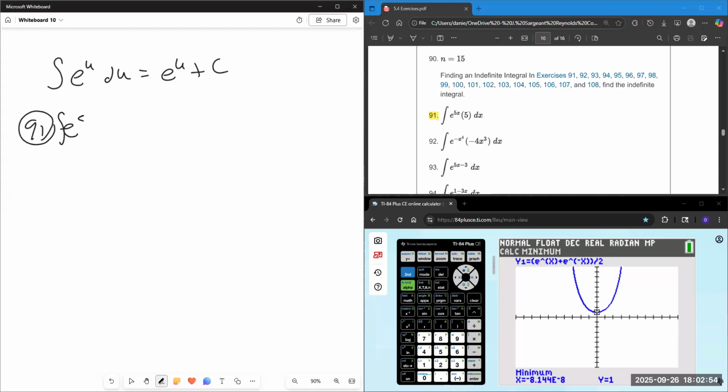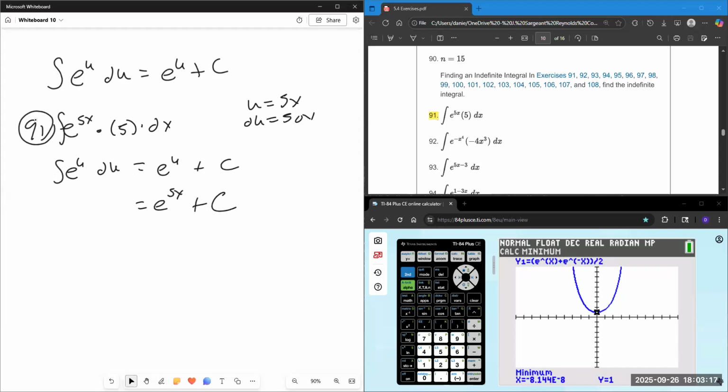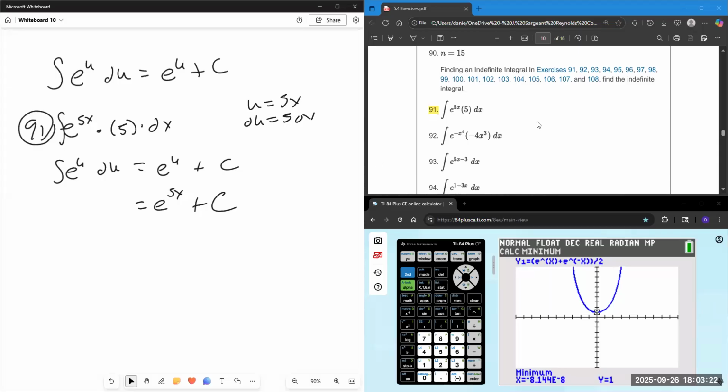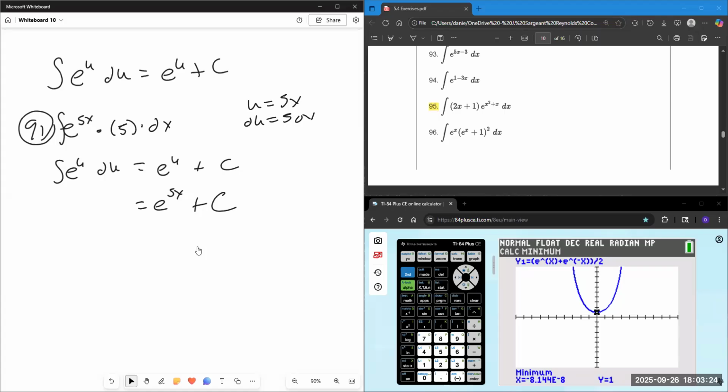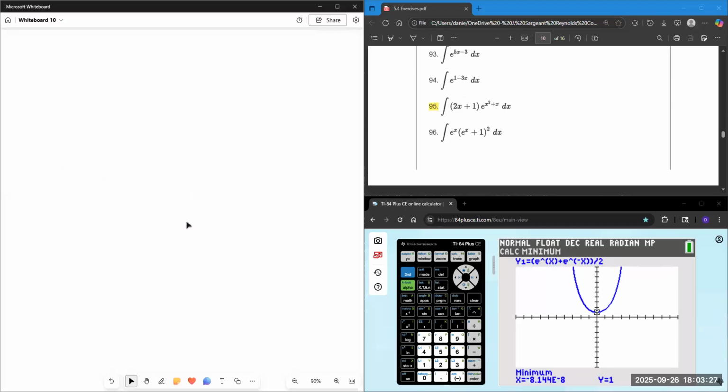So integral of e to the 5x times 5 times dx, and u is 5x and du is 5 dx. So I have e to the u du, which is e to the u plus c. So that's e to the 5x plus capital C. Remember to use your capital C for your constant of integration in WebAssign. It is case sensitive.